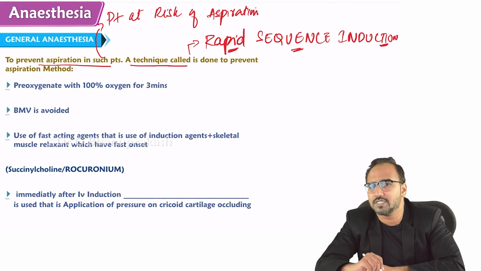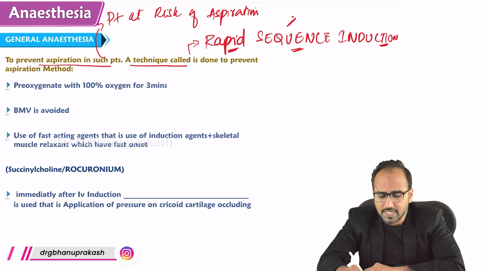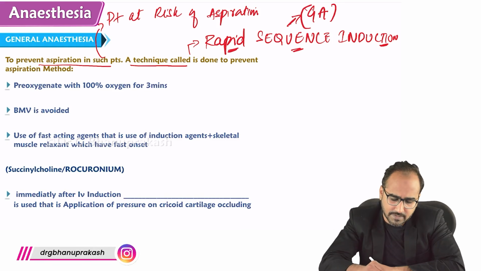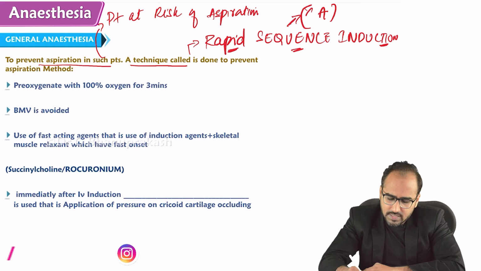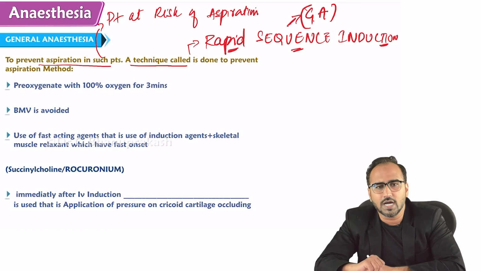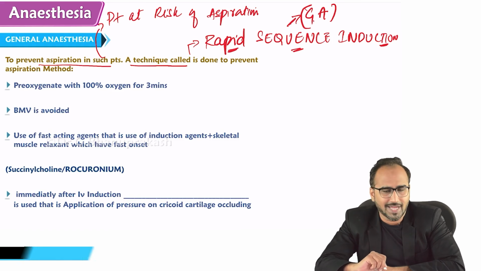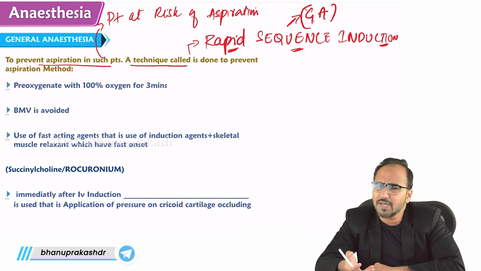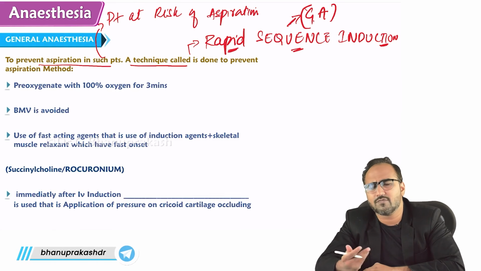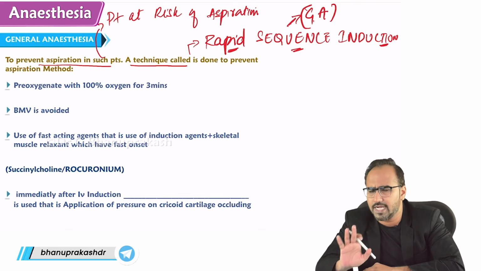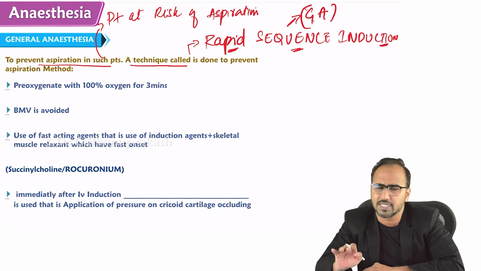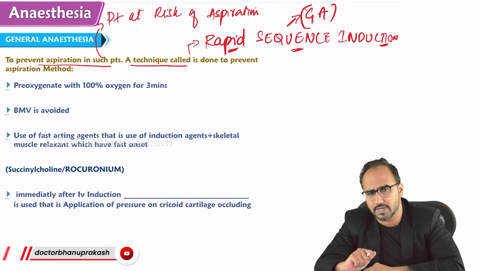What is this rapid sequence induction? Rapid sequence induction is nothing but general anesthesia given to a full stomach patient. What is rapid sequence induction, guys? General anesthesia given to a full stomach patient is called rapid sequence induction. It is the same as general anesthesia. Same goes with 4 phases: pre-oxygenation, induction. But we just have to discuss the induction phase. Why? Because we are talking about rapid sequence induction. It is general anesthesia given to a full stomach patient.